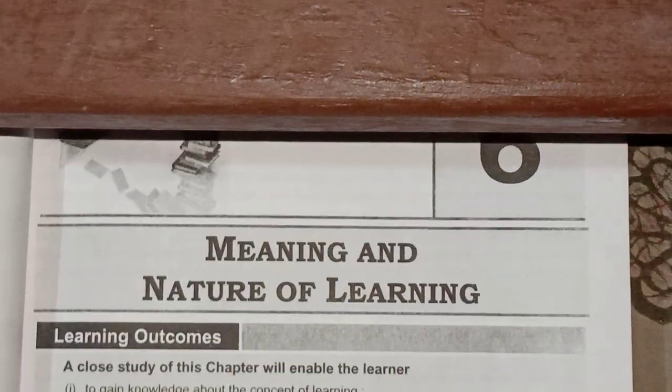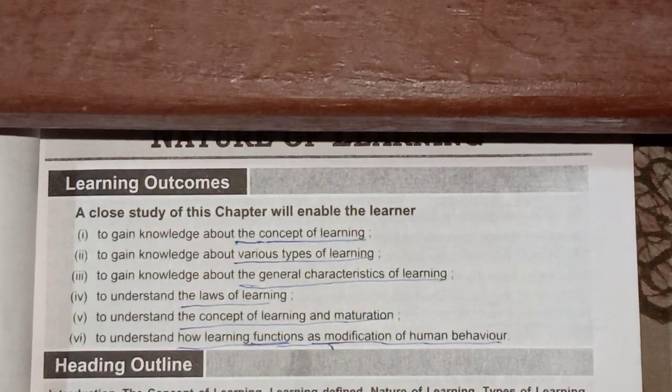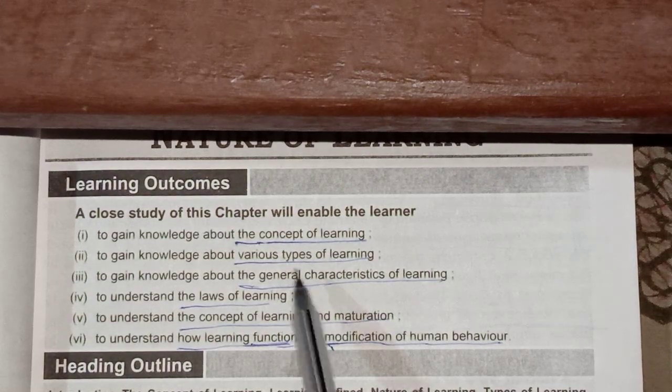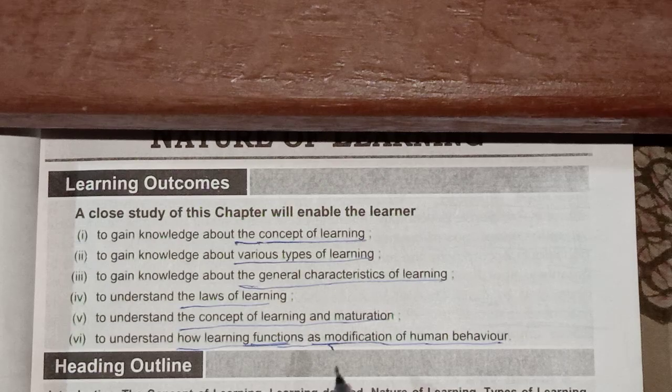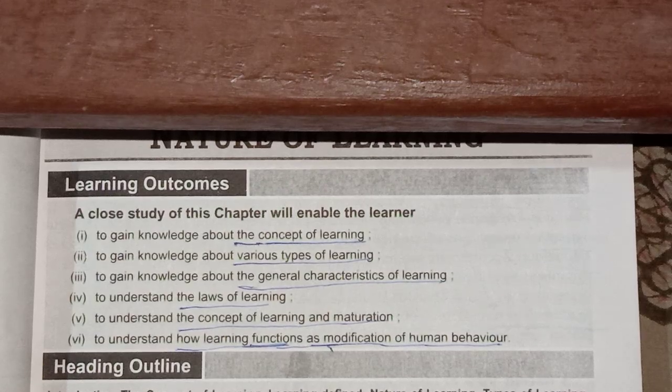In this chapter we are going to learn the concept of learning, various types of learning, the general characteristics of learning, the laws of learning, the concept of learning and maturation, and how learning functions as modification of human behavior. So this video is going to be very detailed.